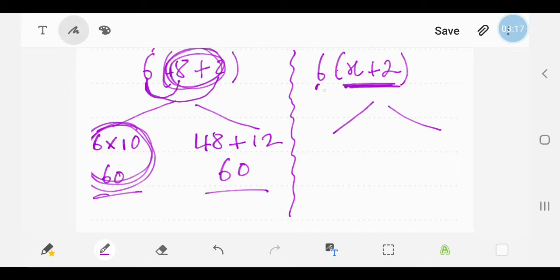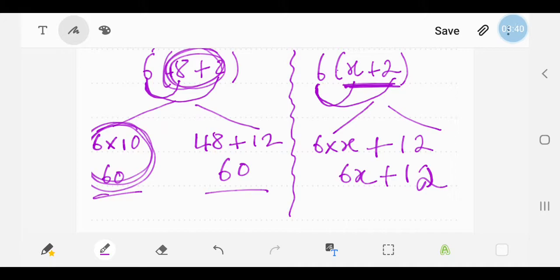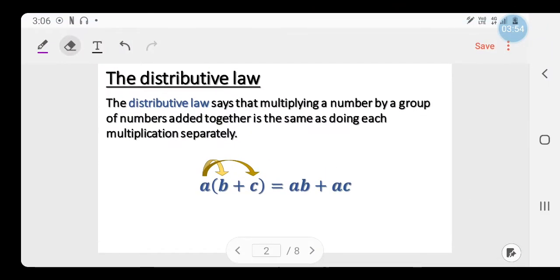Positive 6 times positive 1x, we get 6 times x. Now positive 6 times positive 2 is positive 12. 6 times x is 6x plus 12. So you can get rid of brackets in algebra, but you have to use this method, okay? So 6x plus 12 is exactly equal to this thing here. That's called expanding the brackets. And that's why this law here works.